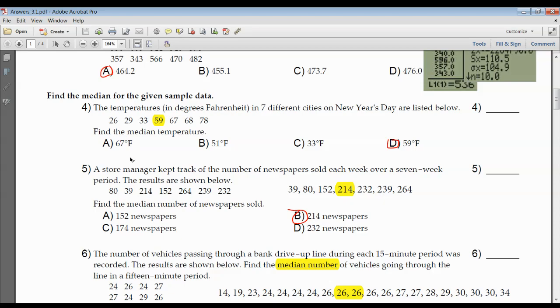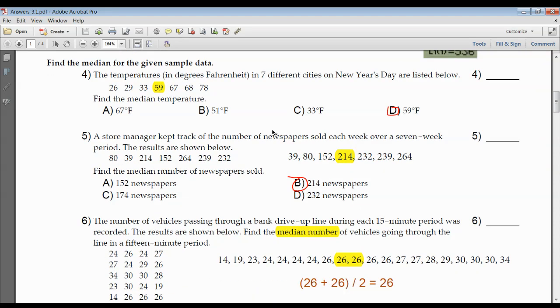If you have an odd amount of numbers, you'll have an exact middle. If you have an even amount, you have to take the 2 middle ones, once they're arranged in order from smallest to largest, and average them out. Here you had 7 numbers, so 59 was the one right in the middle. 3 smaller than 59, 3 larger than 59.